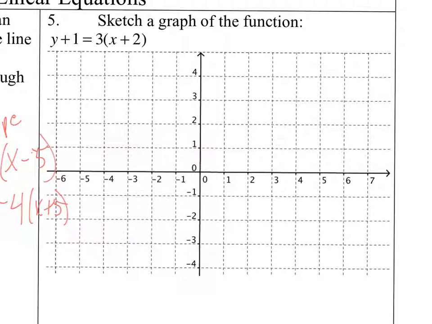Question 5, sketch and graph the following function. This is in point slope form. If I'm feeling punchy, and you know I'm always feeling punchy, I might recognize that this is the point -2, -1. All right, that's here, and a slope of 3. 1, 2, 3 over 1.